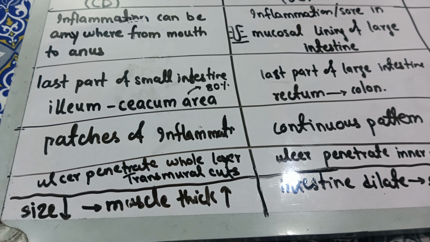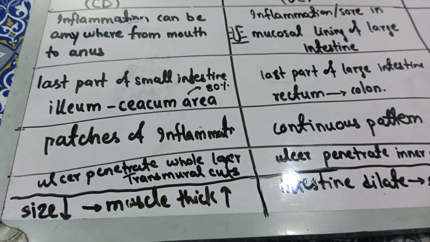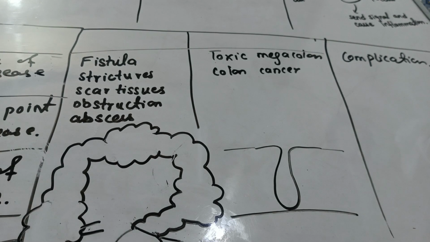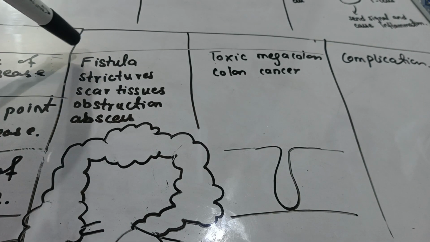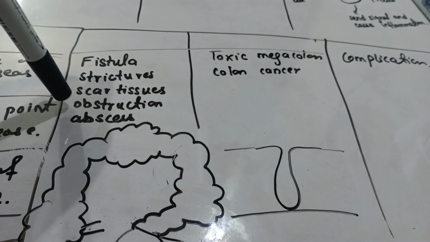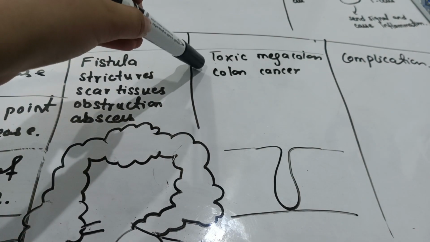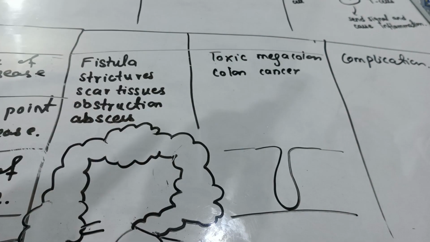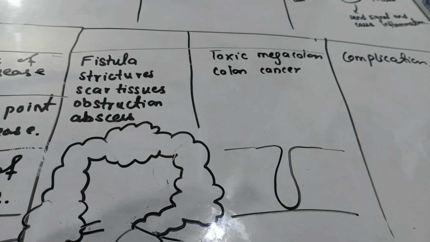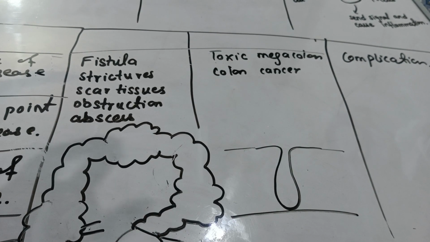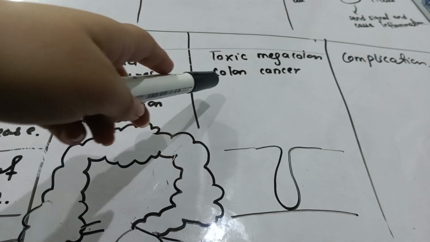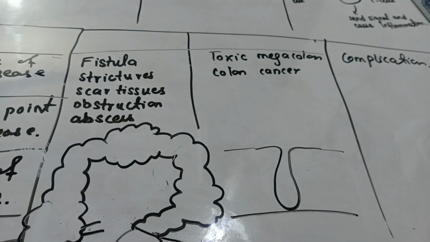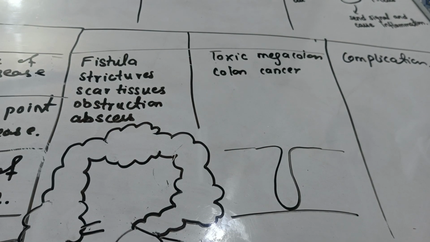Now let's discuss their complications, that is, what kinds of complications occur in a particular disease. These are the complications of Crohn's disease, and these are the complications of ulcerative colitis. In ulcerative colitis, you will observe megacolon. Mega means big, and colon is the part of your large intestine, so the size of your colon will be severely increased. Second complication, cancer of the colon can happen in that patient.